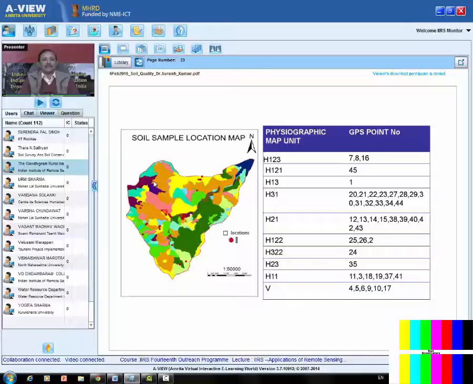Here the red spots are there. We have collected the samples from the various land use systems, and how many samples have we collected? We have collected around 50 surface samples and 50 subsurface samples in the various physiographic map units. In some of the areas, for example S31, we have collected many soil samples. It depends on which land units have more area, then you can collect the soil samples accordingly.